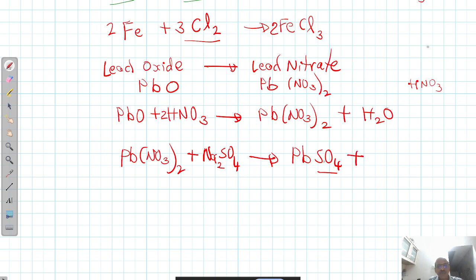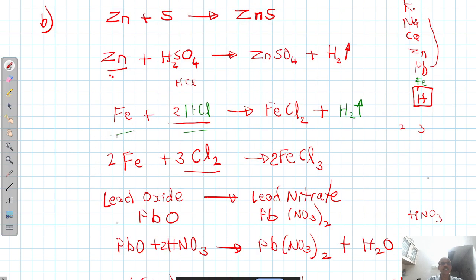Then what will happen? This forms PbSO4, and what remains is NaNO3. Let us balance this equation. PbSO4 is okay. NO3 is 2, Na is 2, so I put 2 here. This gets balanced. So this is this one. Okay. Next, let us go here.